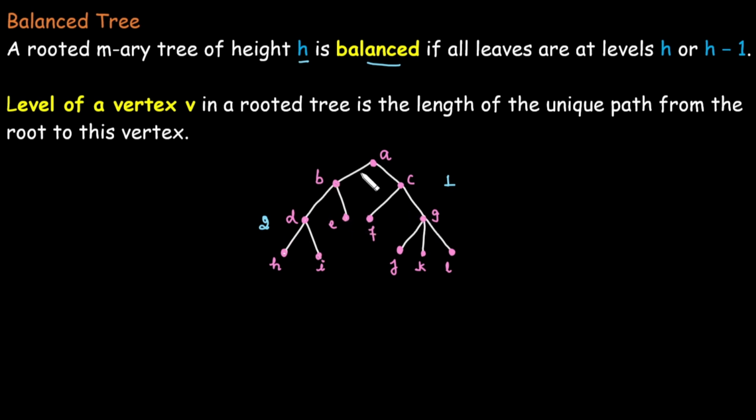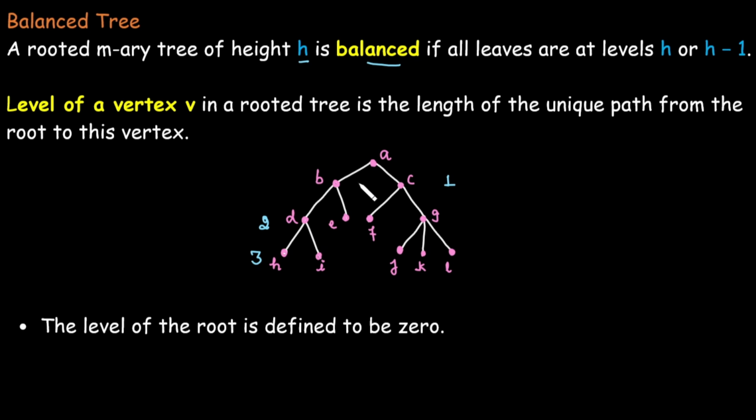If you want to reach vertex E from the root, the total number of edges we need to travel is 2. It means the length of the unique path from this vertex to A is 2. So all these vertices are at level 2, whereas H, I, J, K, L are all at level 3. Note that the root is always at level 0 since there is no edge to travel.